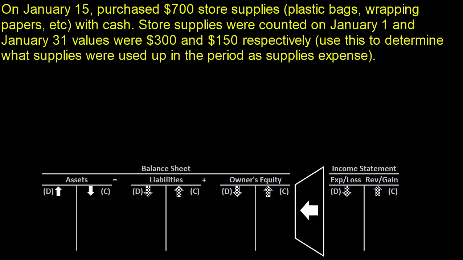So this is a journal entry for the purchase and consumption of supplies. On January 15th, the company purchased $700 of store supplies, plastic bags, wrapping papers, etc., with cash. So everything's paid with cash. Store supplies were counted on January 1st and January 31st. Values were 300 and 150 respectively. Use this to determine what supplies were used up in the period as supplies expense.